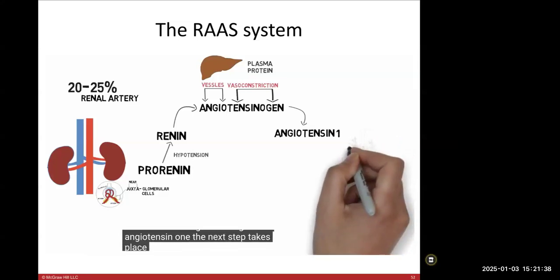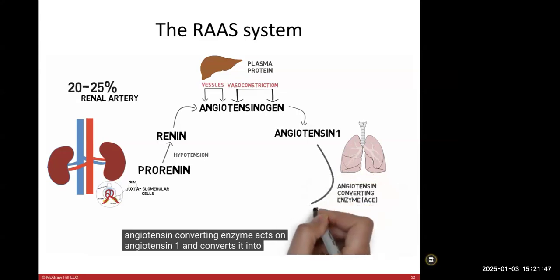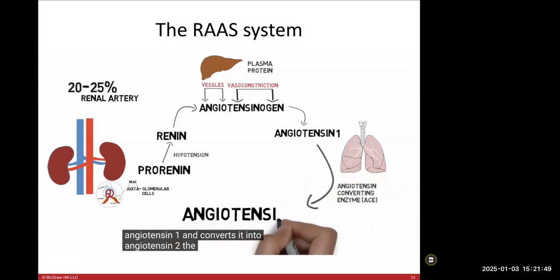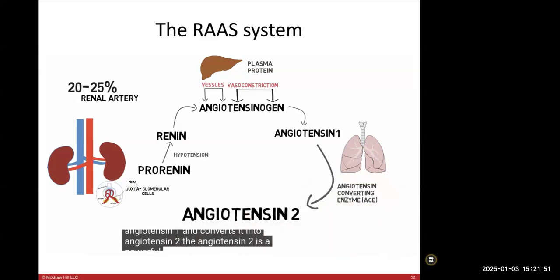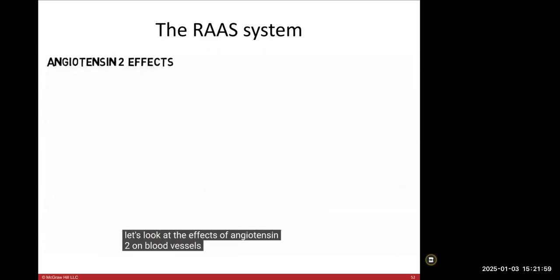The next step takes place in the lungs when the enzyme angiotensin converting enzyme acts on angiotensin 1 and converts it into angiotensin 2. The angiotensin 2 is a powerful vasoconstrictor which mediates the effects of renin-angiotensin-aldosterone system. Let's look at the effects of angiotensin 2 on blood vessels.